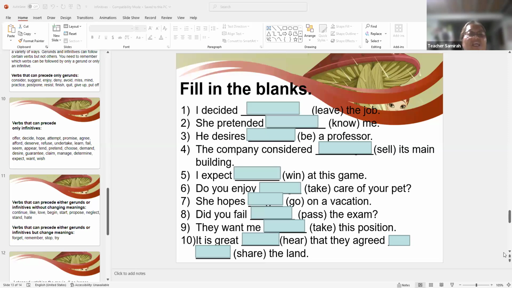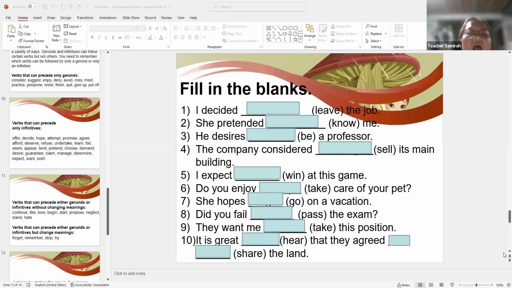And then number 3, he desires blank be a professor. What are we going to use? Infinitive or gerund? Infinitive.